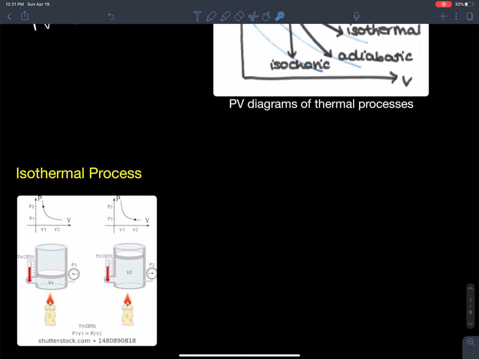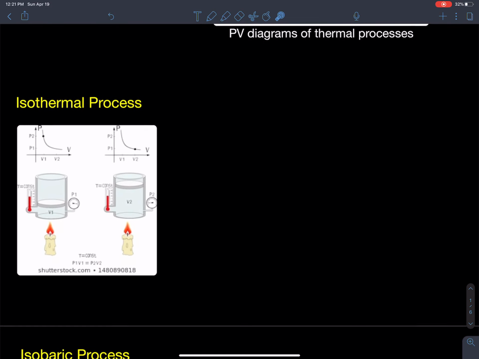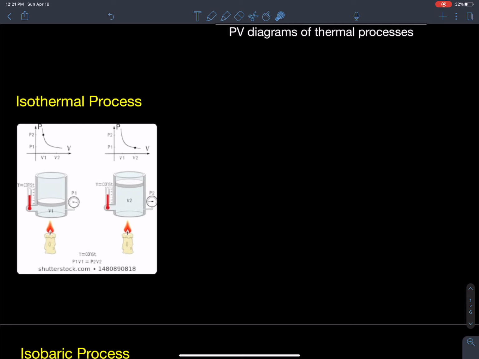Okay, so the first concept, just to remind us: how does an isothermal process work inside of a piston, not in PV equals nRT? Well, what you'll see here is that you have a candle that's supplying heat, and that heat is going into the gas inside of the piston. And like I said before, the temperature in an isothermal process is constant. So temperature is constant, okay?